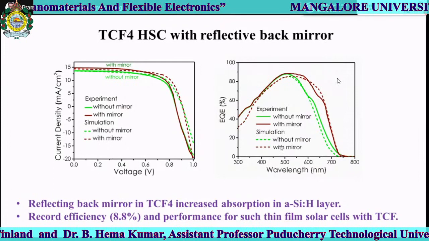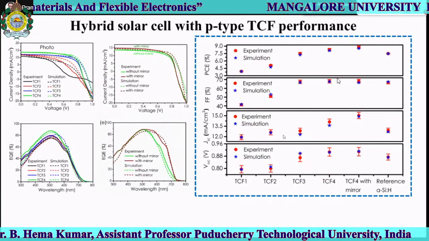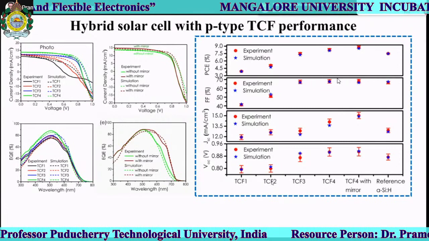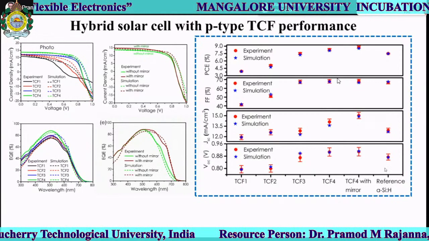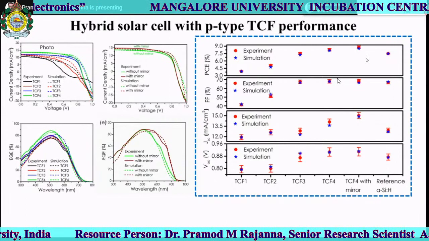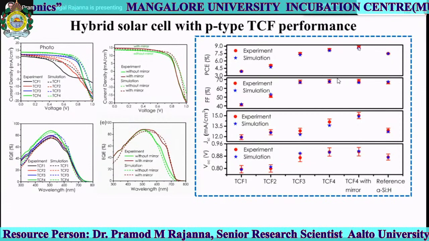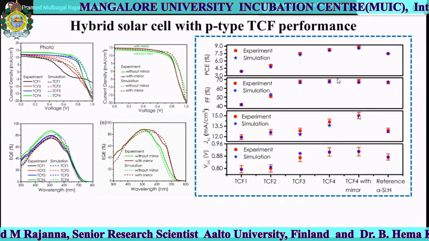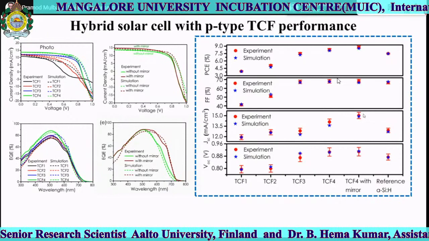And when we compare the performance, we look at the parameters, which are the open circuit voltage, the current density, fill factor and efficiency, and we look at TCF 1, 2, 3, 4, and we also have a reference device, which means the industrial process architecture, without the carbon nanotubes and with only the ITO and the boron doped amorphous silicon in the reference amorphous silicon device. And we see that the TCF4 with the mirror fares much better in its efficiency. It has a very high fill factor, close to 70%, and the current density is almost equal to the Shockley-Queisser limit, which is the computational theoretical limit for single junction semiconductor p-n junction devices.